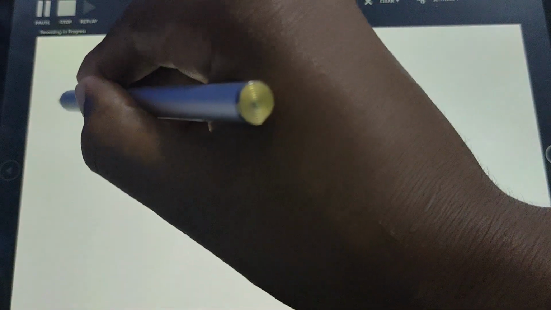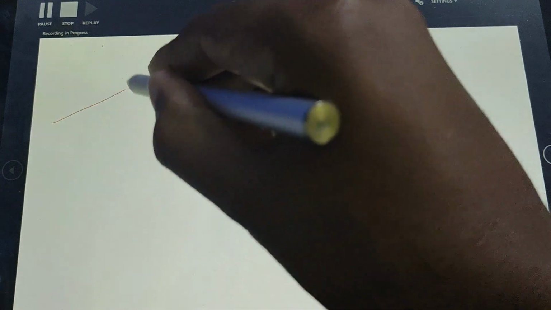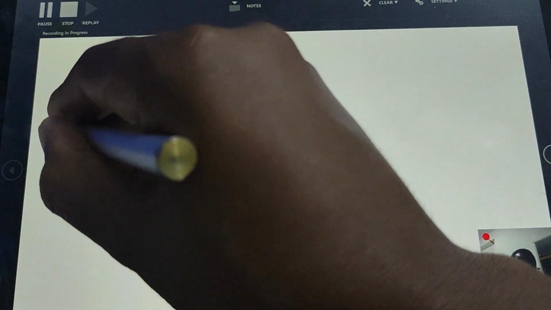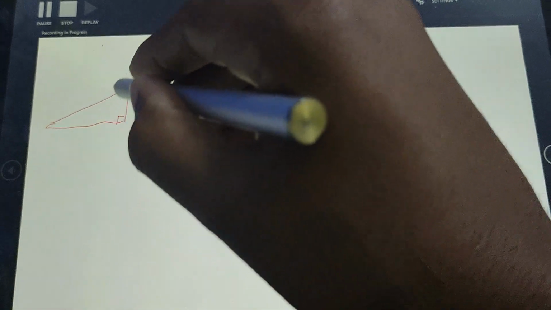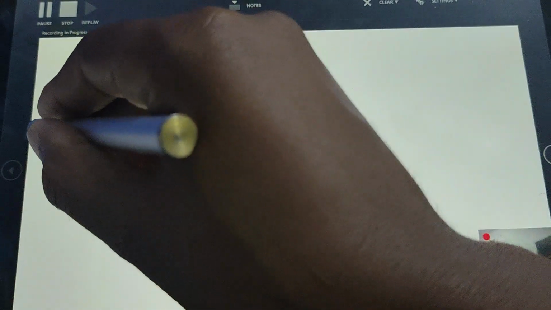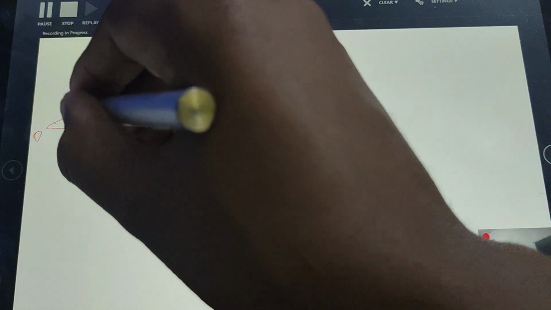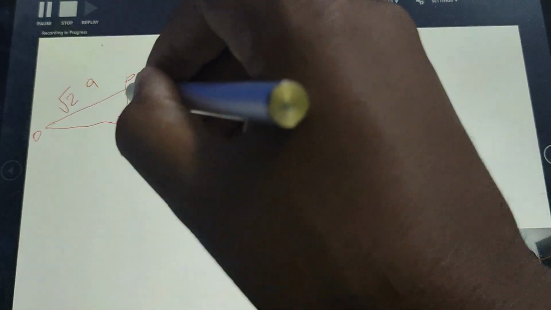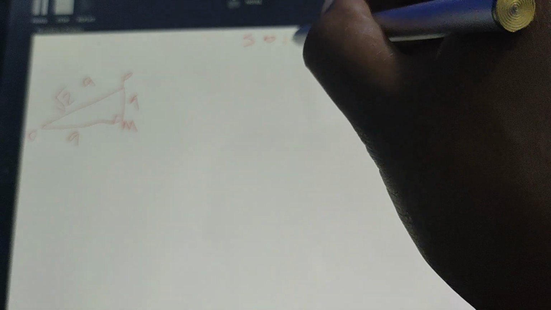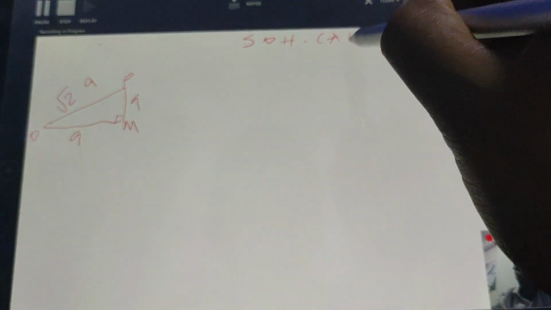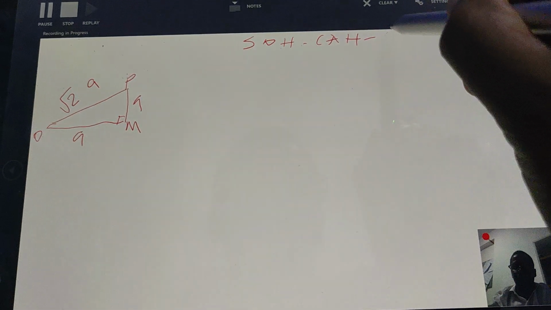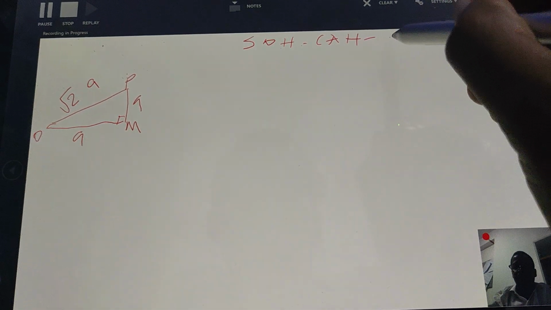Okay, so we can put our triangle here to say that's our right angle triangle. That is O, that's M, that's P. Remember OP, we found that is root 2A, that's A, that's A. Okay, so if we are to use SOHCAHTOA, remember we are using SOHCAHTOA just to remember the formulas of finding trigonometric ratios.